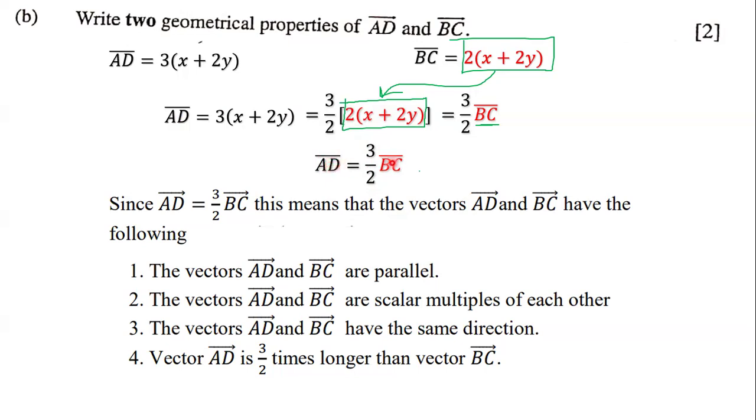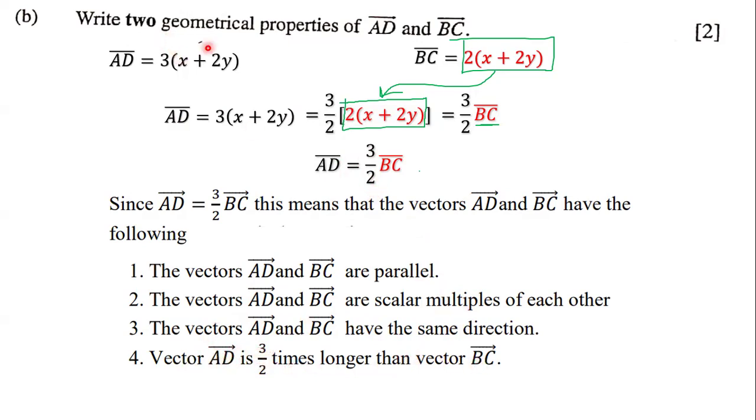Two vectors are parallel if there exists a scalar that we can use to multiply one vector with to give us the other vector. So one, the two vectors AD and BC are parallel, meaning they are scalar multiples of each other, and these two mean the same thing. Two, the vectors AD and BC have the same direction. We know that they have the same direction because 3 over 2 is positive, it's not negative, and so they are going in the same direction. And three, vector AD is 3 over 2 times longer than vector BC.